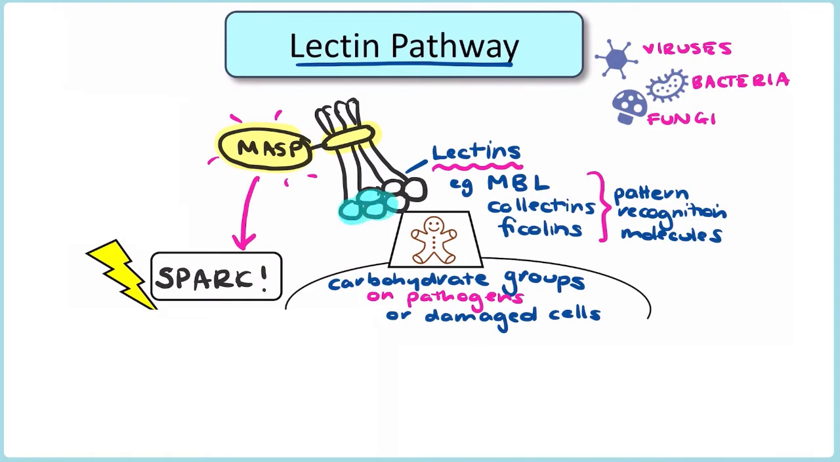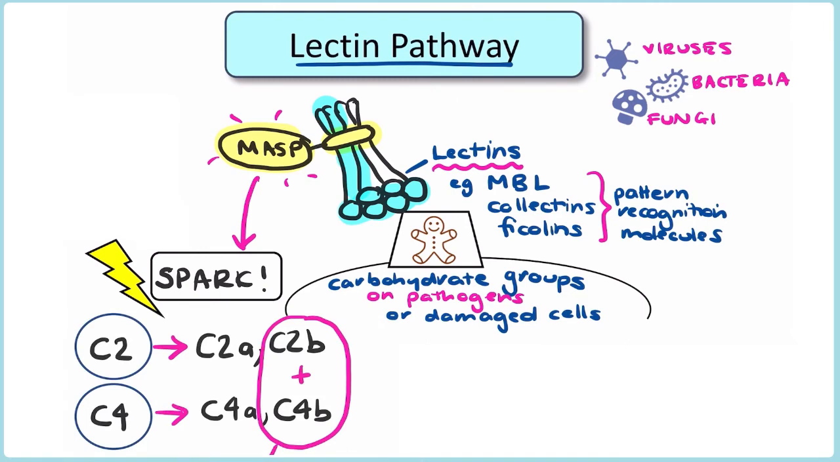We have the little flower heads, otherwise known as carbohydrate recognition domains, which, when they bind, signal downstream to MASP, which will in turn become activated and spark off the whole complement cascade. And MASP does this by cleaving C2 and C4, and so sparks off complement in the exact same way that we just saw in the classical pathway.